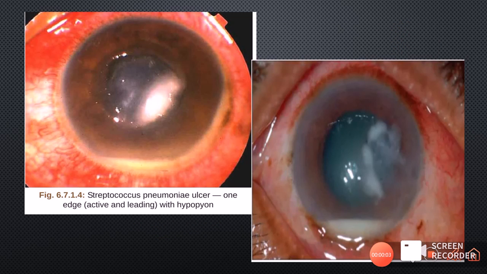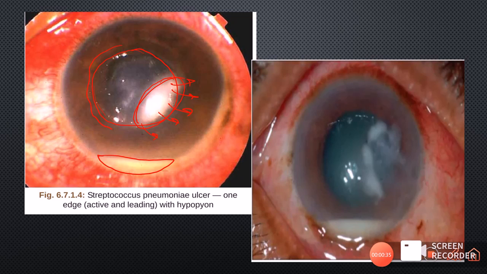Let us have a look at certain pictures of Streptococcus pneumoniae ulcer. Now have a look at this central ulcer. You can see that this is the ulcer. If you do a fluorescent staining, you would be able to tell that where the epithelial defect is present, that would be stained green. Now here you can see this is actually the epithelial defect, and here you can see the whitish infiltrate area. So this is the advancing edge or the progressing edge, and over here is the healing edge. Also, if you notice here, there is a small hypopyon also present.